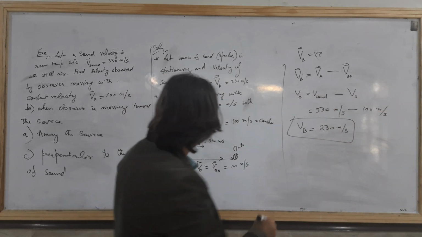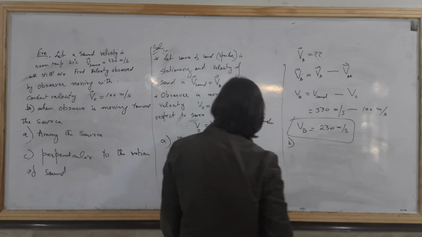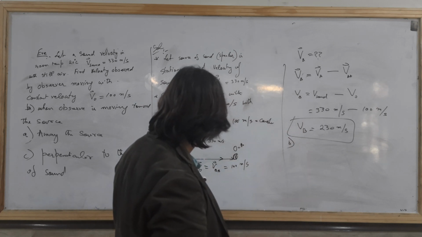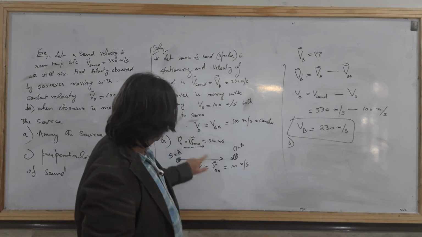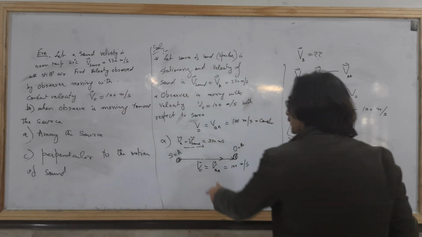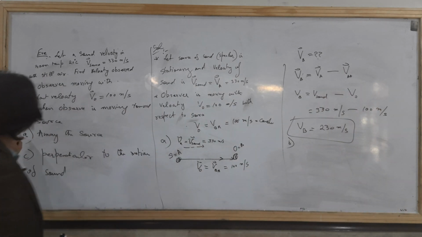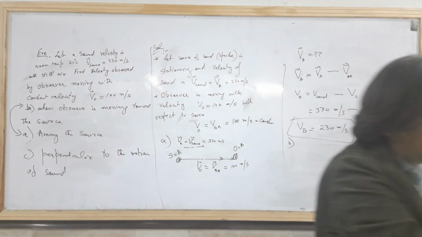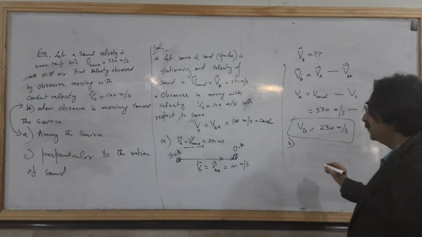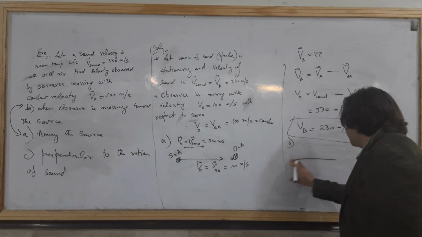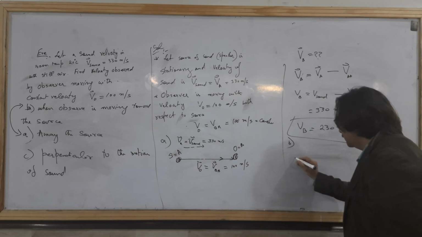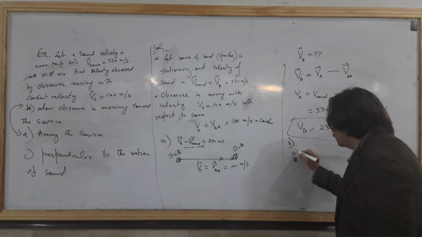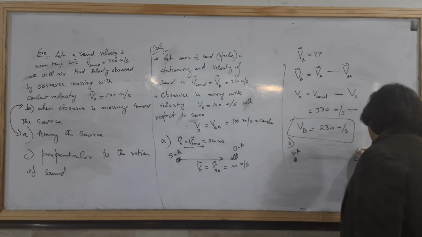Now the second case is this picture. In the second case, I have actually changed B. This was away from the source. Now, when the observer is moving toward the source, what is the case? S is A. Similarly, O is B.